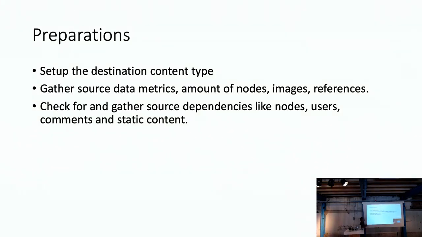I had to prepare a lot of things first. I had to set up the destination content type. It was a node type story. I had to gather the source data metrics about how many nodes I had to import, how many images there were, and what the references were. I also had to check and gather source dependencies. There were not only data nodes, but also users who wrote these stories. There were comments beneath these stories, and they also had static content in the form of images.